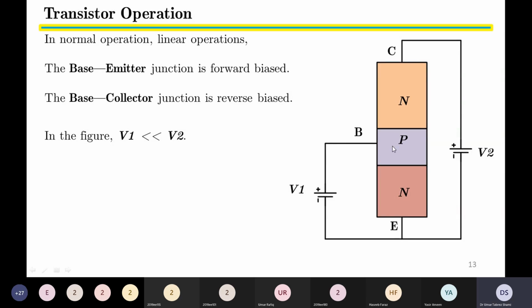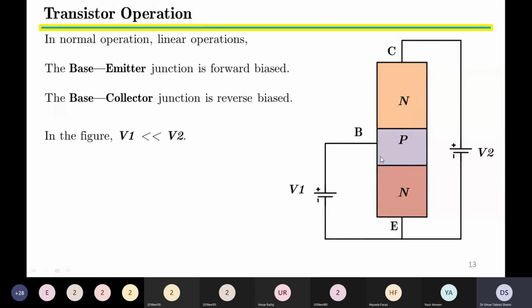If we want to forward bias the base emitter, the base is P type material and the emitter is N type material. So how can we forward bias base emitter? We can forward bias the base emitter if we connect the positive of our external power supply to the base and negative of our external power supply to the emitter. Then we will forward bias the base emitter junction. So up till now we have satisfied the first condition. That is, we have forward biased the base emitter junction.